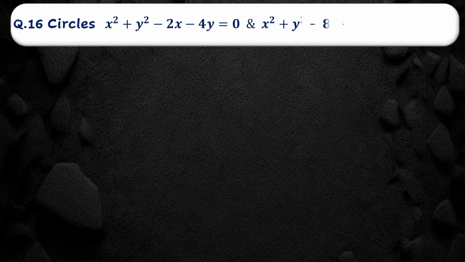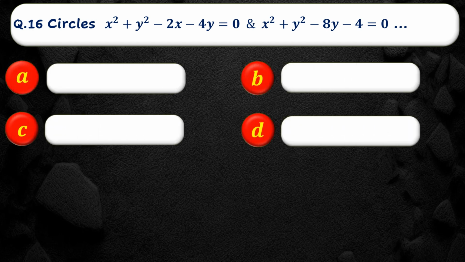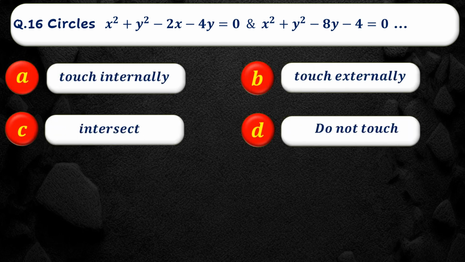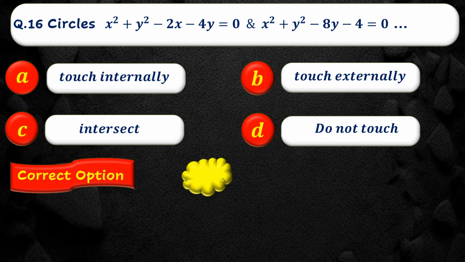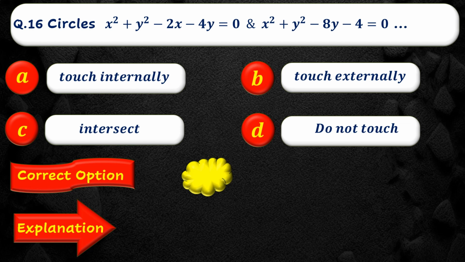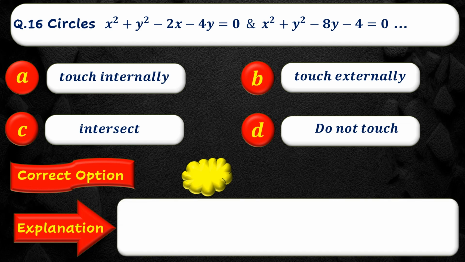Question number 16. Circles x² + y² - 2x - 4y = 0 and x² + y² - 8y - 4 = 0. Touch internally, touch externally, intersect, do not touch. Let us check which one is the correct option. But before that, let's explain it. The first circle is x² + y² - 2x - 4y = 0.